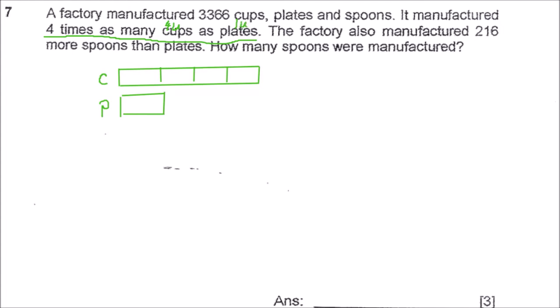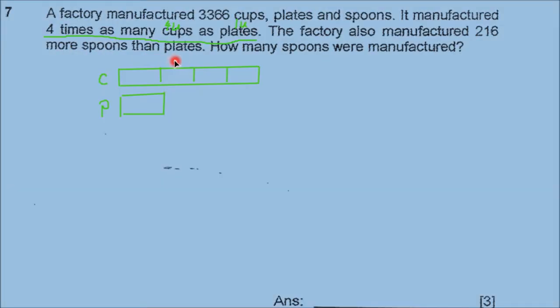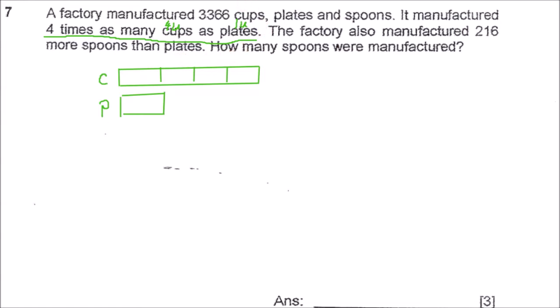And there are how many? There are 216 more spoons than plates. So what I need to do, right, is that when I draw the spoon, it will be just the plate, and I have to add on 216. Okay, and we know that the total would be 3366.